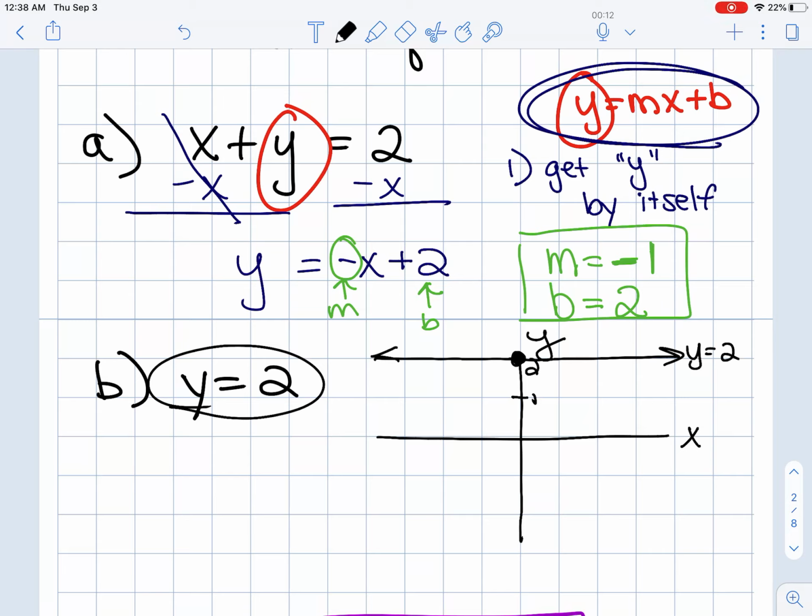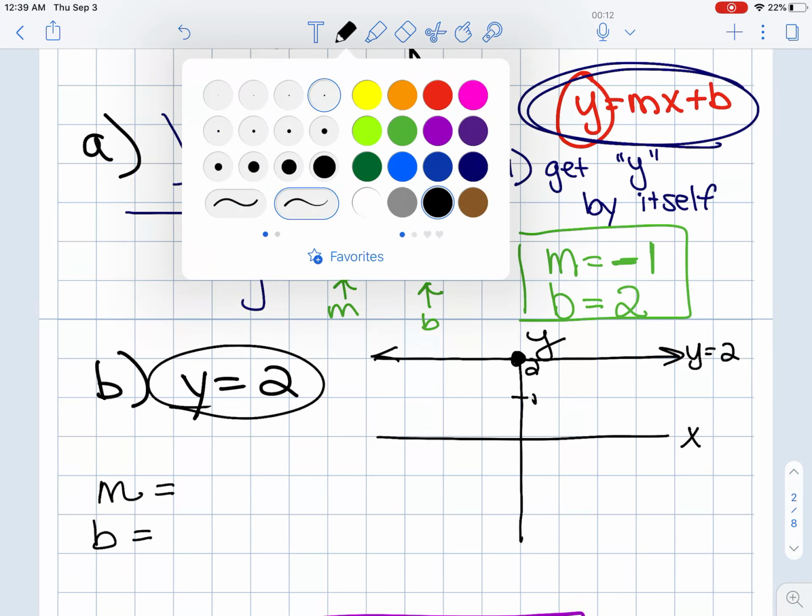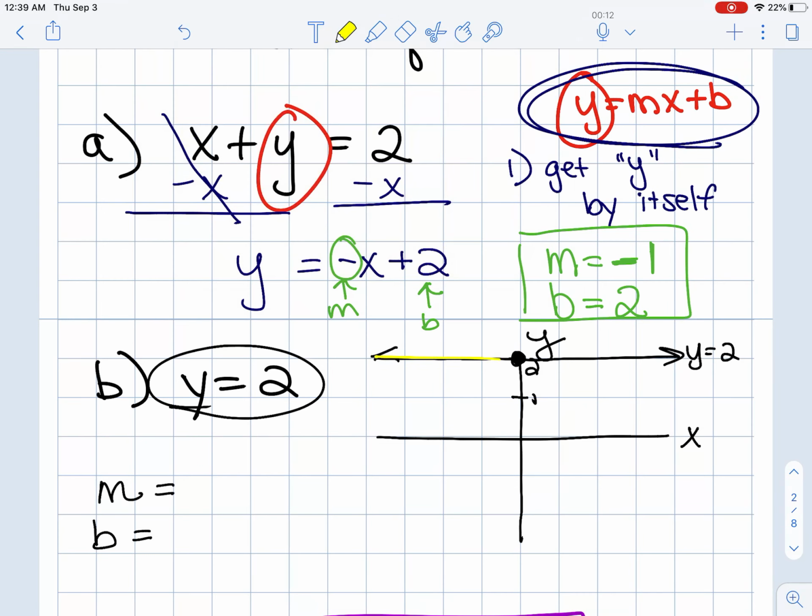So this is just a reminder to tell you what it looks like. If I'm looking for the slope and the y-intercept by graphing that equation, I know the slope of a horizontal line is 0. And the y-intercept is b. So where do we look on the y-axis? Wherever that line hits it, that's the y-intercept, so we know that it's 2.